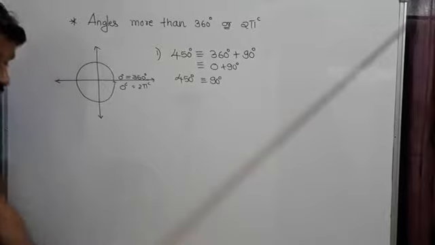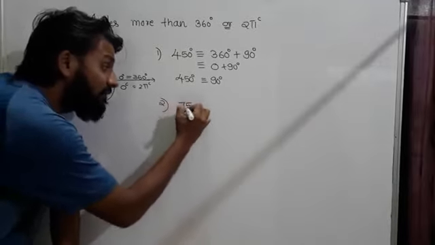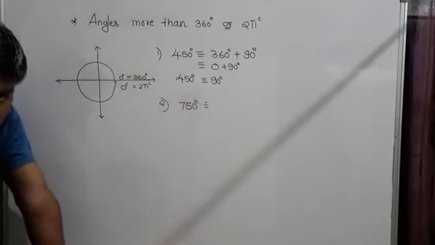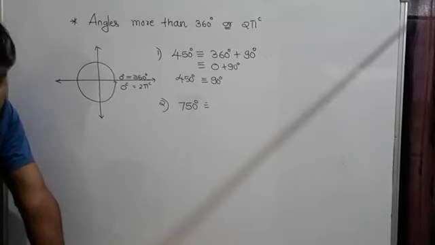Yes or no? So similarly, if I ask you what is 750 degree equivalent to, can I convert it into the range 0 to 360 degree, which is basically called the principal branch. What do they call it? They call it the principal branch, 0 to 360 degree.